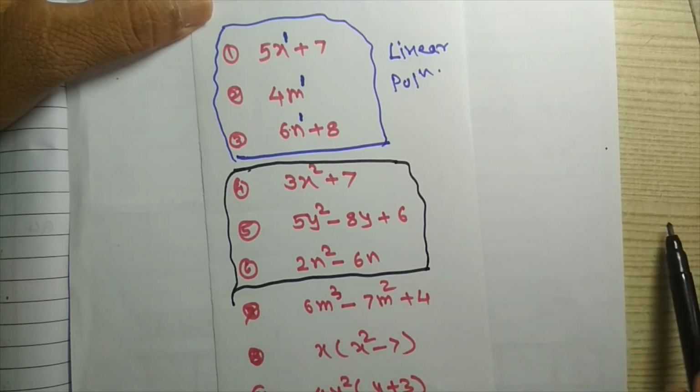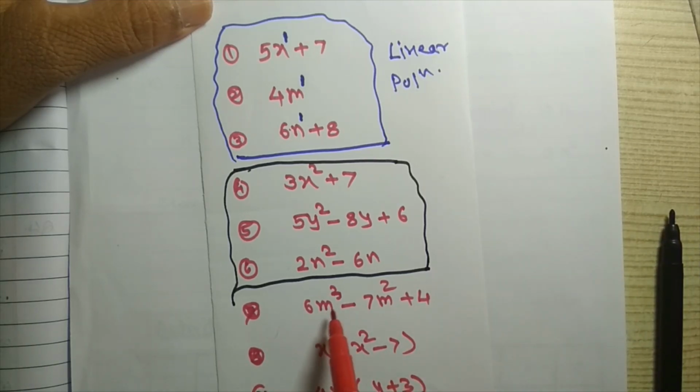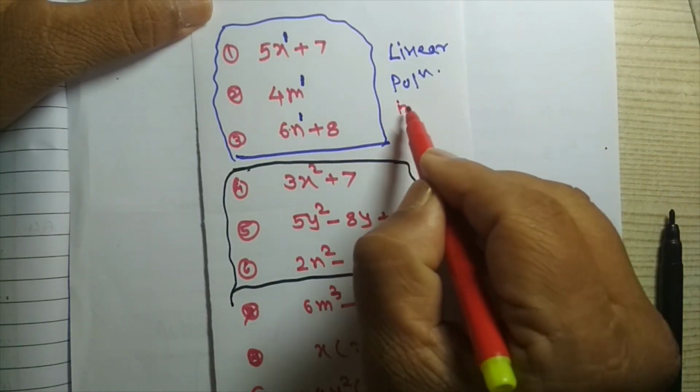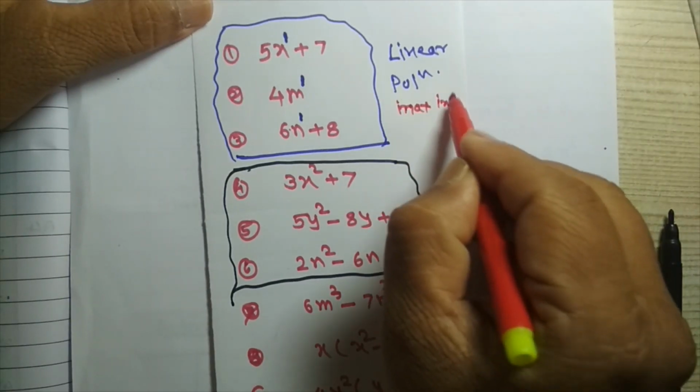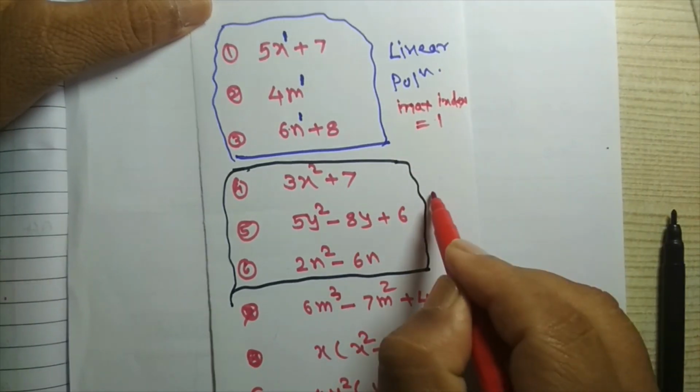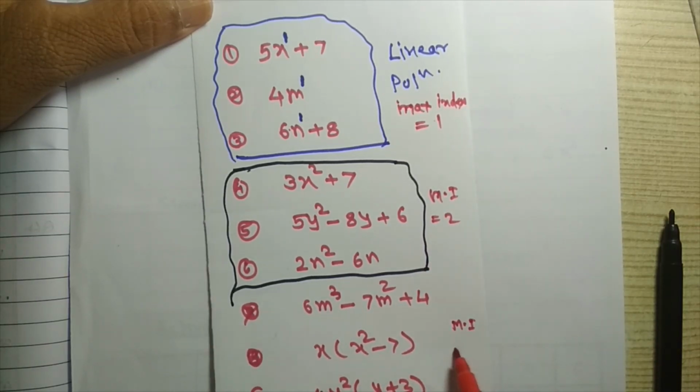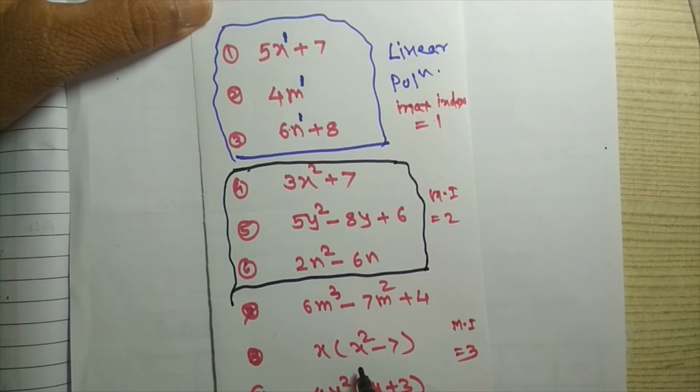Third, we have to see here 6m cube minus 7m square plus 4. Maximum index will be 3 here. x in bracket x square minus 7 means finally it will be x cube minus 7x. Maximum index will be 3.